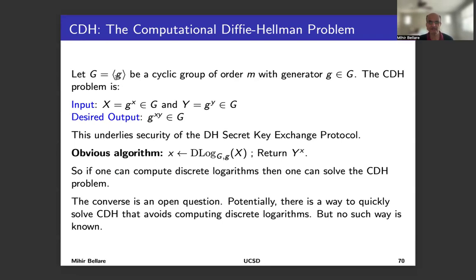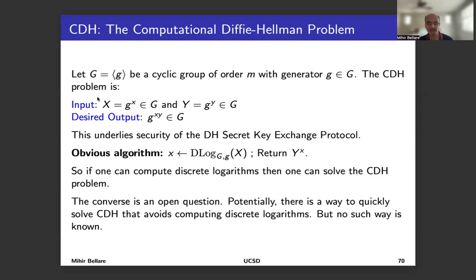And for that, again, we'll fix our group G with generator little g and order m. In this problem, you're again given a group element big X, which is g to the power little x. And while in the discrete log problem, that's all you were given, and you were asked to find little x, here you're also given another group element, and that's big Y, and that's g to some little y. And you aren't asked, as in discrete log, to find some exponent. Instead, you're asked to find something that's itself a group element, which is take the generator and raise it to the power of the product of these two exponents.